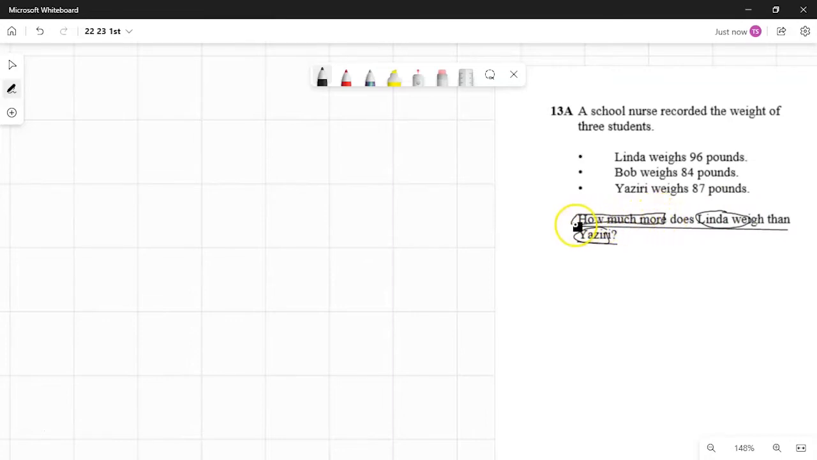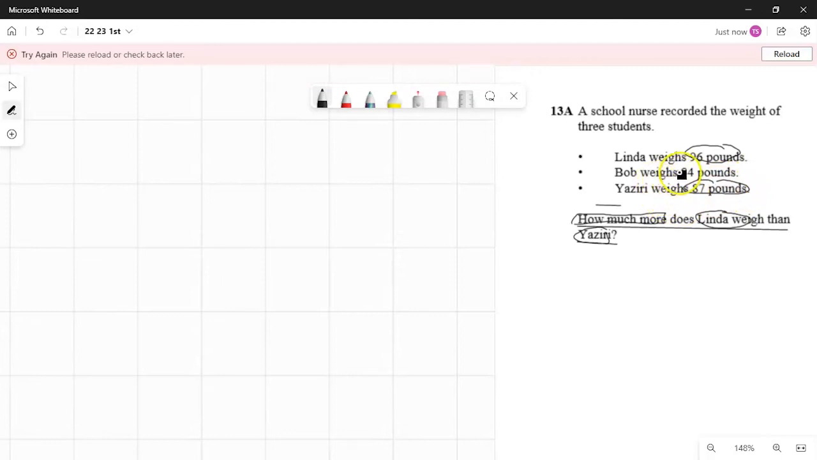How much more? How much more is a key word for us. It means to subtract. Most of the time whenever we see that word, how much more, that means it's a subtraction problem. Okay, so the information that's important is Linda's weight, which is 96 pounds, and Yuzari's weight, which is 87 pounds. The information that's not important is Bob's weight, so we'll line through it, cross out the trash. We don't need that information. So we know we're going to use subtraction, and we're going to have to take 96 and take away 87.